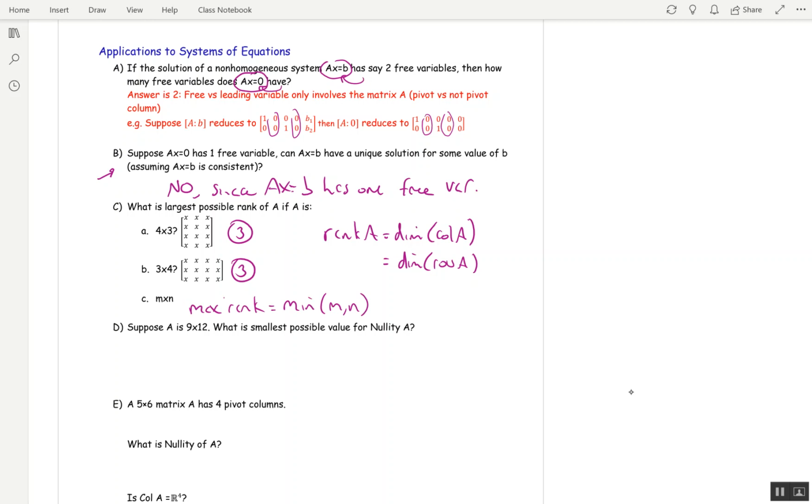Okay, next one. Suppose A is 9 by 12. What is the smallest possible value for the nullity? Well, the max rank is 9, because that's the smaller of 9 and 12. But rank plus nullity has to equal 12, so the min nullity is 3. That's the smallest the nullity could be.